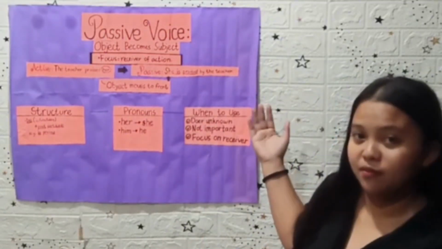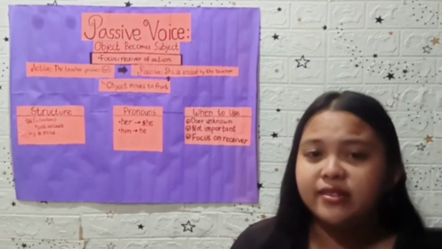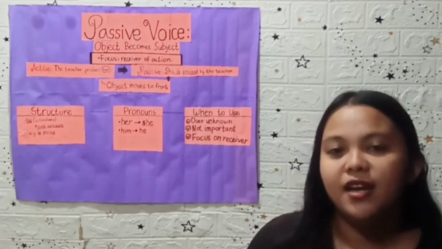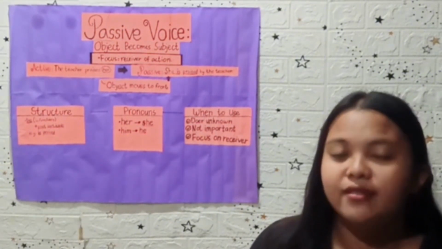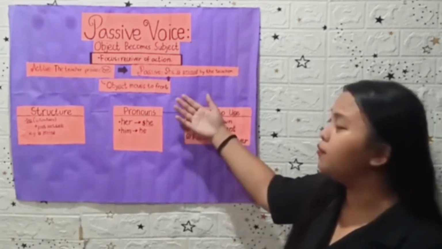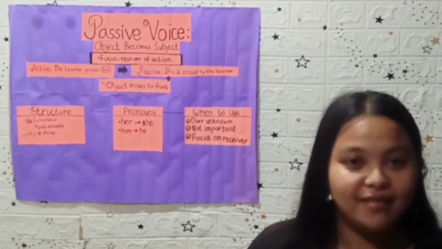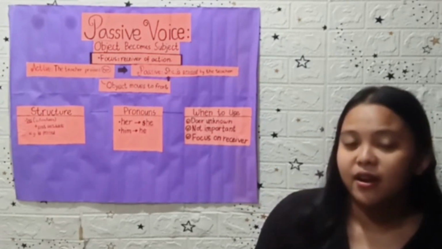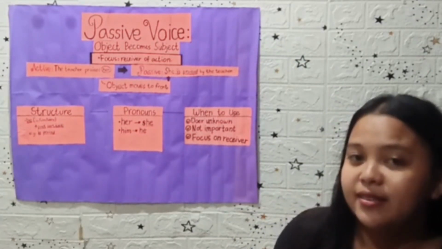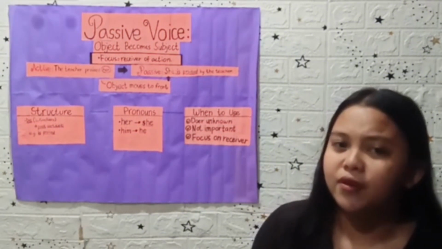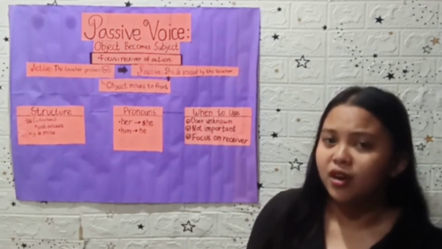This report is about passive voice, where the object becomes the subject. In the example active sentence, the teacher praised her, the focus is on the doer, the teacher. In passive, she is praised by the teacher. The focus shifts to she, the receiver. The object moves to the front, and the pronoun changes. Her becomes she, and him becomes he. The structure is always be, or an auxiliary verb, plus the past participle, like is praised. We use passive when the doer is unknown, not important, or we want to focus more on the receiver.